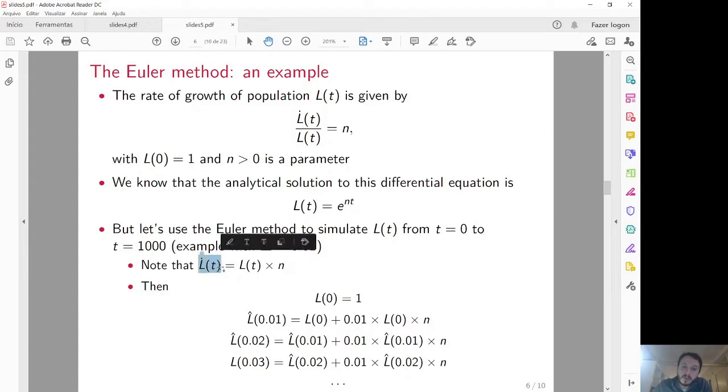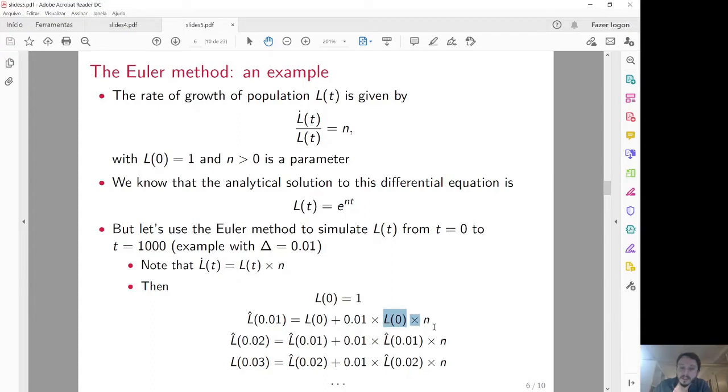So remember that we need to use the derivative of L. So if you just put this L in the denominator to the right hand side, we find that L dot is equal to L times n. So we're gonna approximate the value of L for different time periods using these equations. We know the value of L at the first time period, it is 1. And then L at time 0.01 is L at time 0 plus the gap between time periods that we determined, times L0 times n, right? This is the L dot.